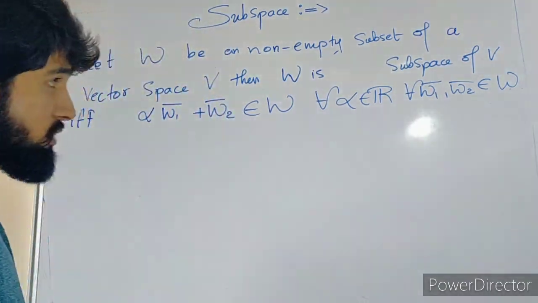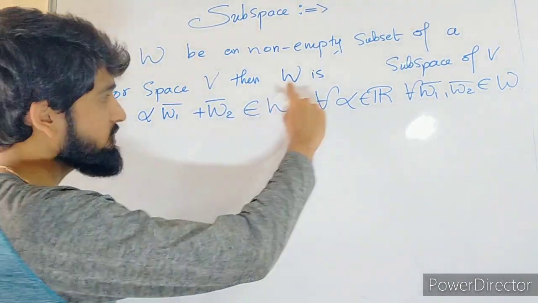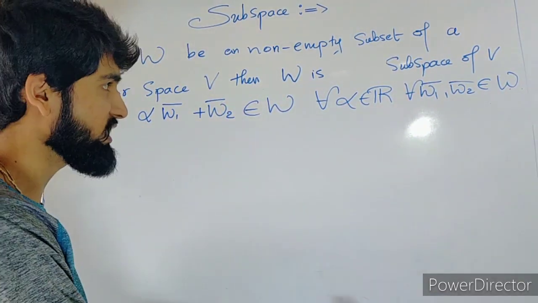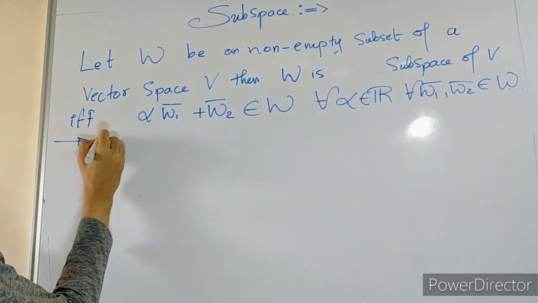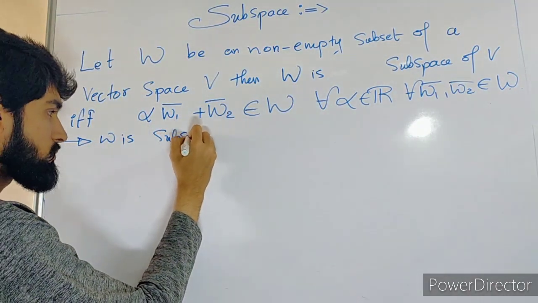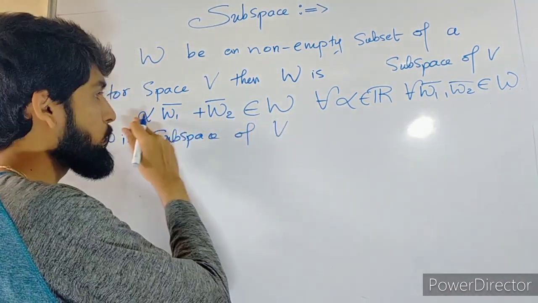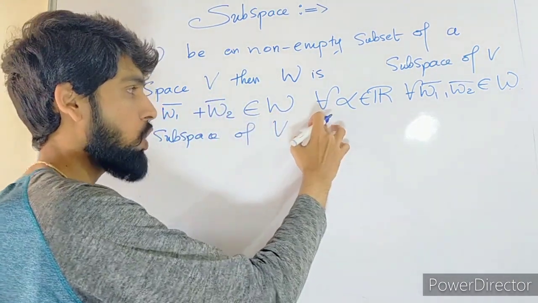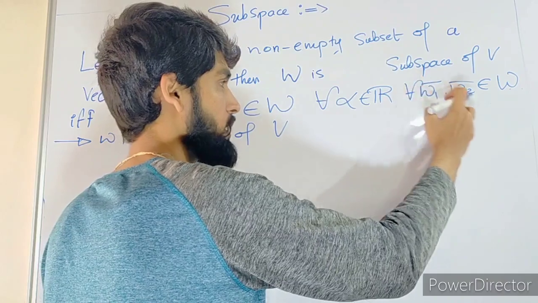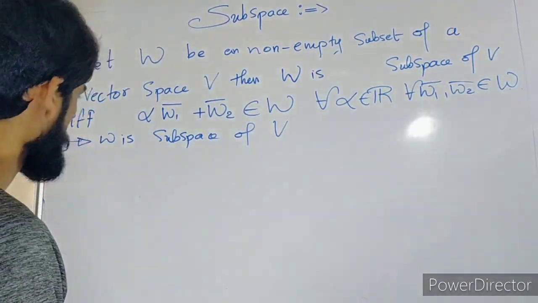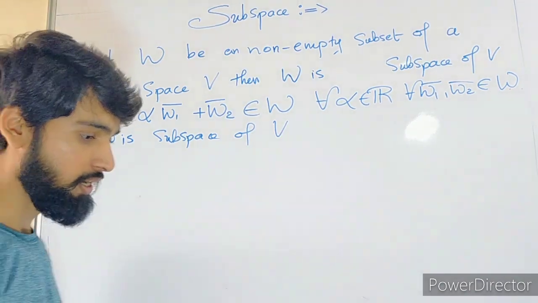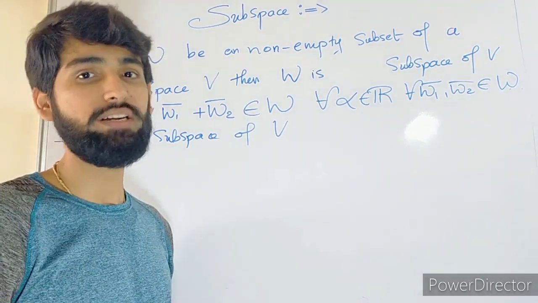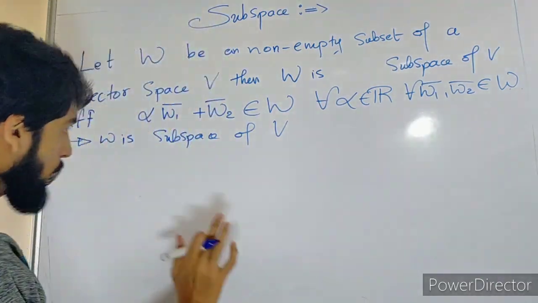Let's just prove this. This is an if and only if theorem, which means we are going to prove both ways. Suppose I assume that W is a subspace of V. I want to prove that alpha W1 bar plus W2 bar is an element of W for all alpha inside R and for all W1 bar, W2 bar inside W. Now we know that if it is a subspace, then it satisfies the 10 conditions, because a subspace is itself a vector space, and every vector space satisfies those 10 conditions.